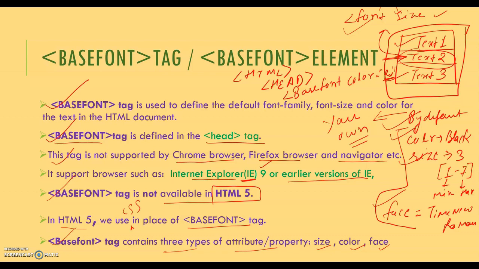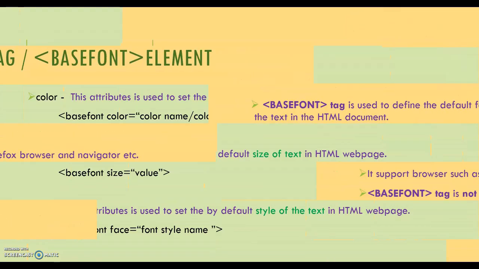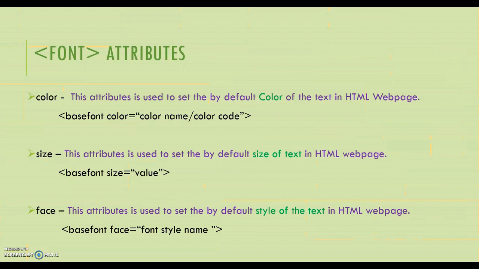So in place of the base font tag, we will learn CSS and its properties. We will apply how to change the default color, size, and face. We will see that in the upcoming videos, so don't worry about it. Now come to the next, the font attribute. Font has three attributes basically: color, size, and face.